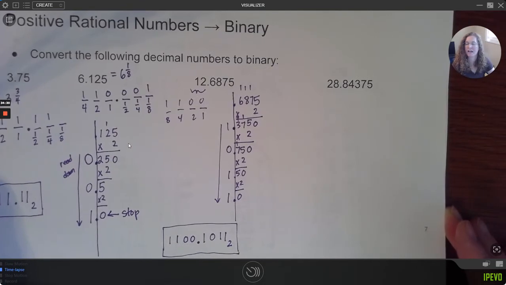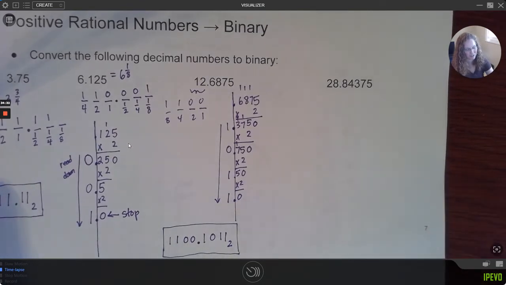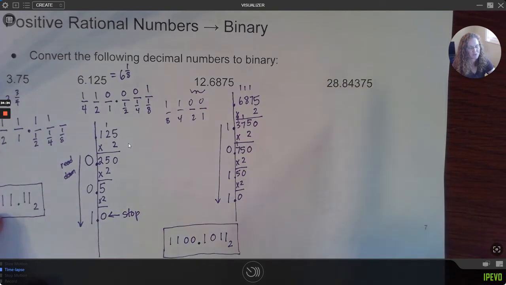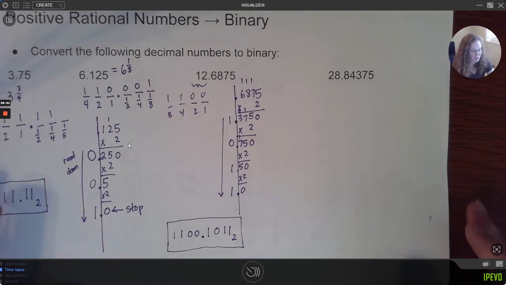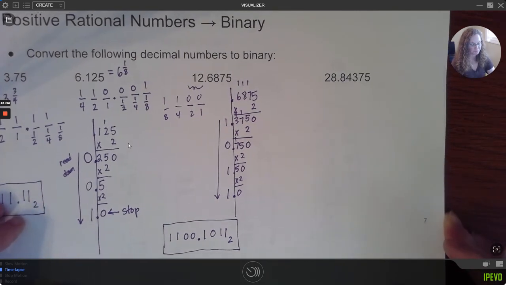All right. And now it would be a good idea for you to pause the video and try this one on your own and then check it with my answer. If you don't get it, then you can go back and review any part of my solution that you need to.